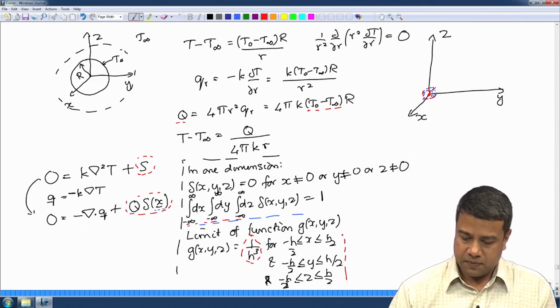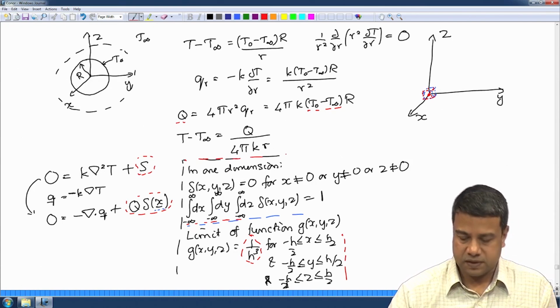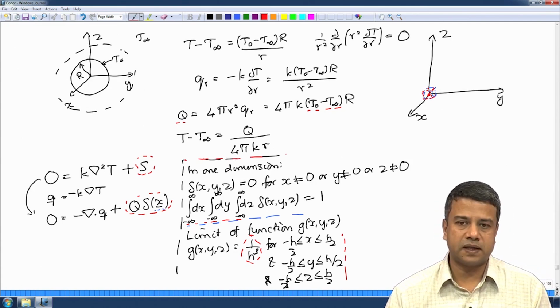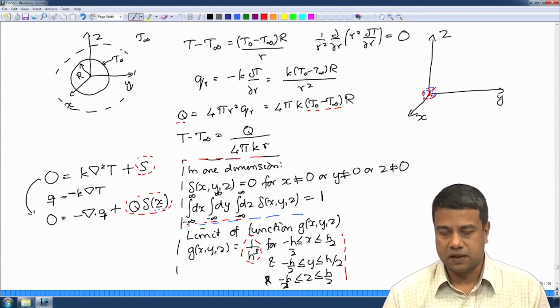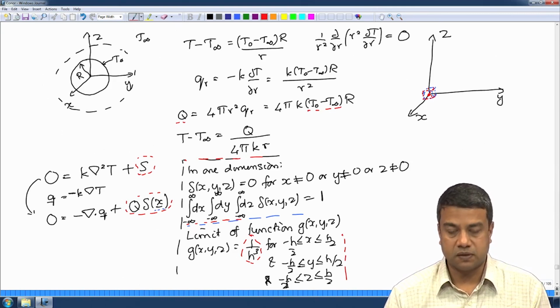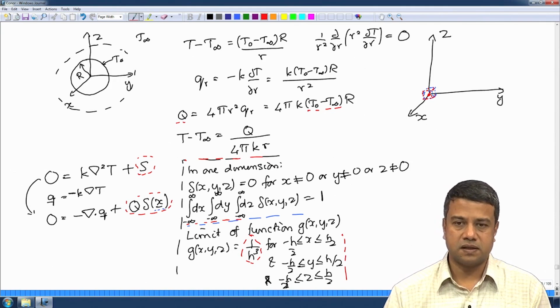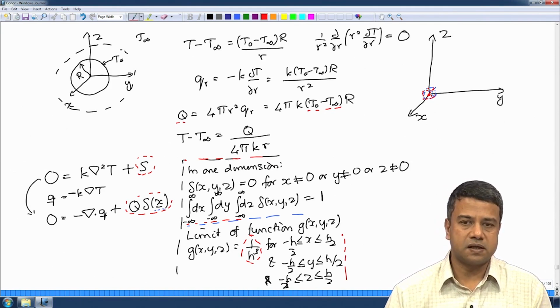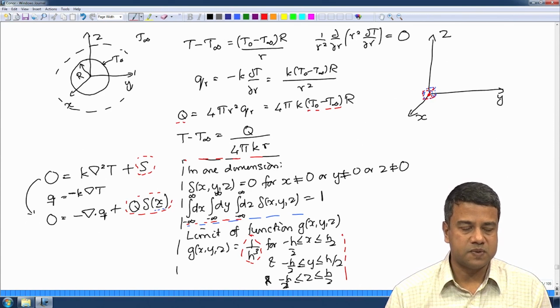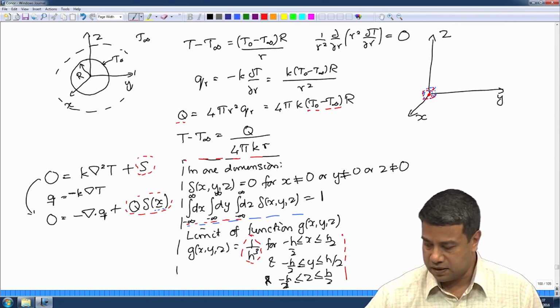And I had showed you that the temperature field due to this point source is just equal to q by 4 pi k r, where q is the energy that is generated per unit time from the source. So, even though it has 0 volume, the energy generated per unit time is finite, which means that the flux has to go to infinity at the surface.